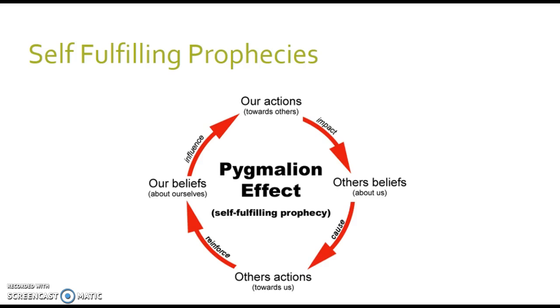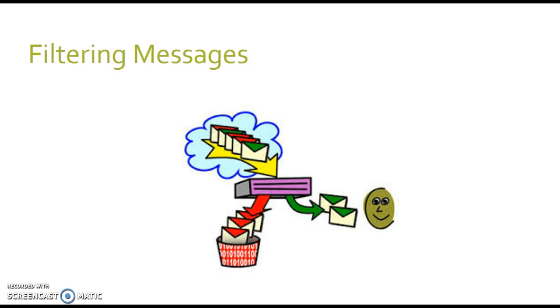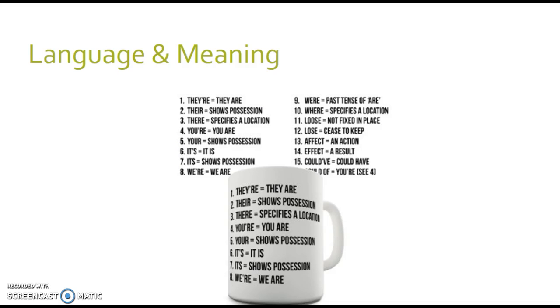Self-fulfilling prophecies are those predictions you make about yourself. The results can be positive or negative. We can further distort our self-perceptions by filtering what others say. We may hear the message, but we alter the way we listen to the message, particularly if the message contradicts the self-image we hold for ourselves.